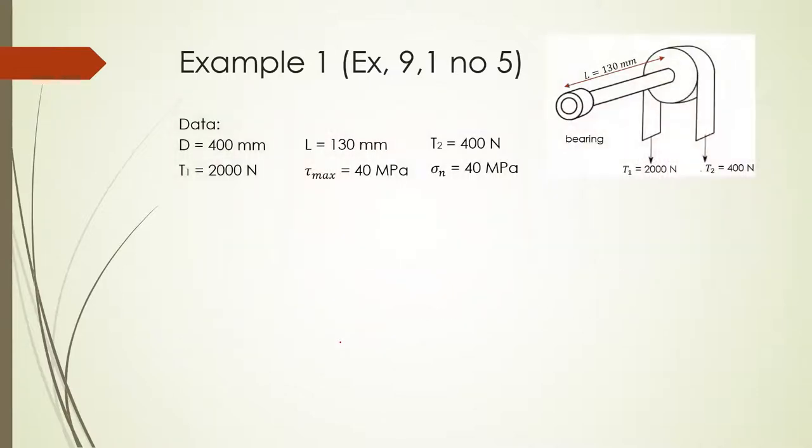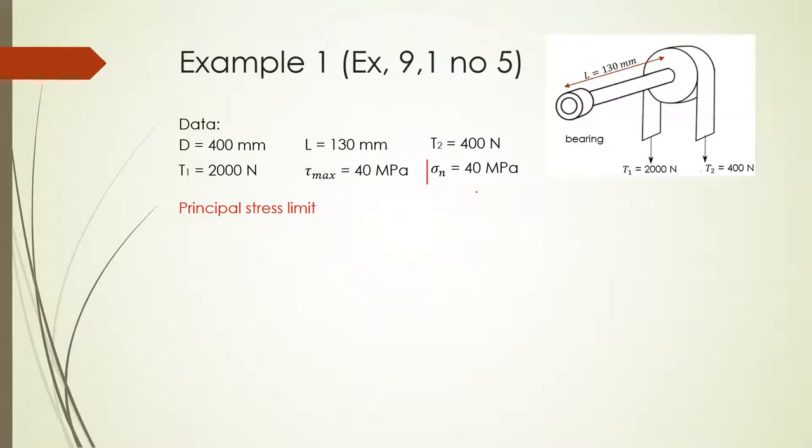Let's draw this diagram. It's the same one as the one in the introduction, because it's a bearing. The length is 130. Then we've got the tight side and the slack side. The principal stress is there, the shear stress is there. Let's consider the principal stress limit first and find the diameter.